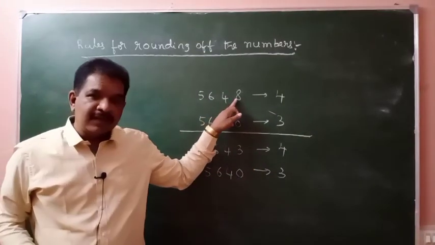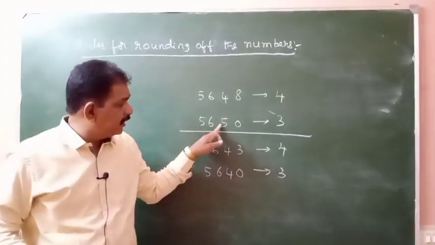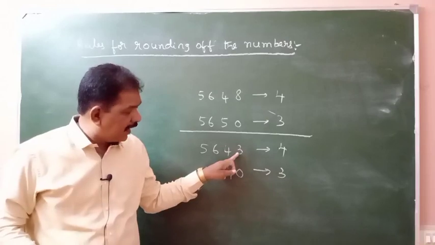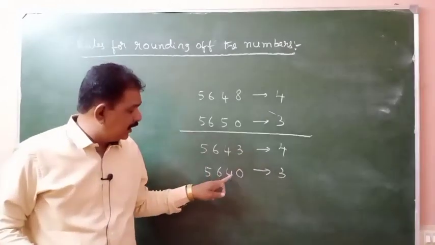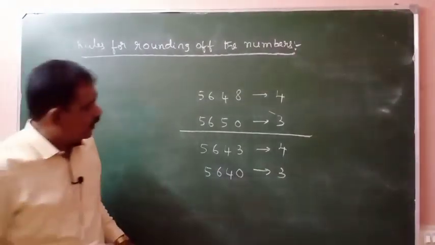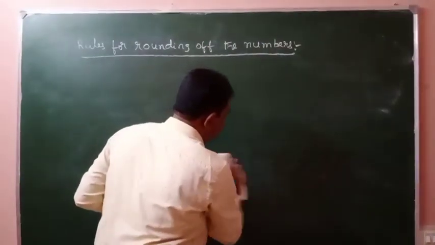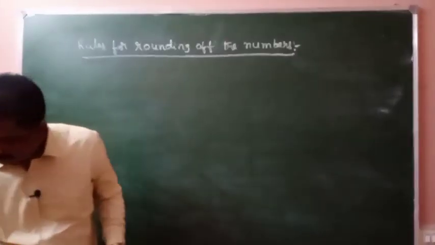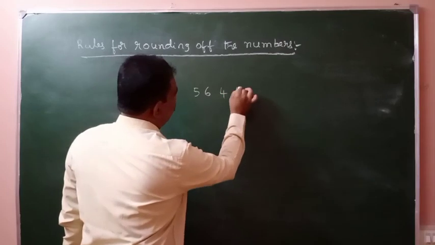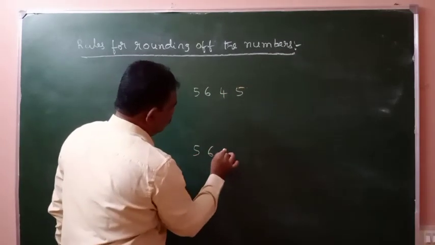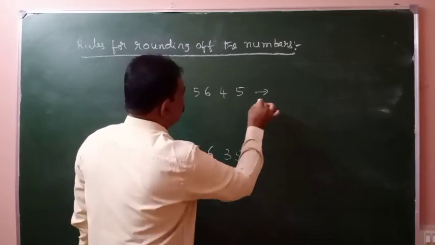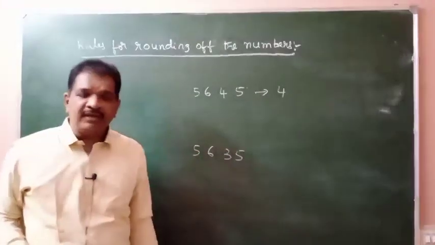Discarding digit is greater than 5, preceding digit will be increased by 1. Discarding digit is less than 5, preceding digit will not be changed. Next, if the discarding digit is 5, then what to do? 5645, 5635. So it will have 4 significant figures.